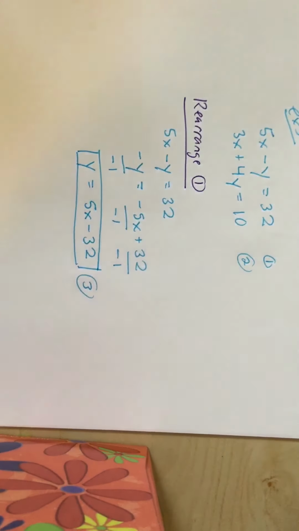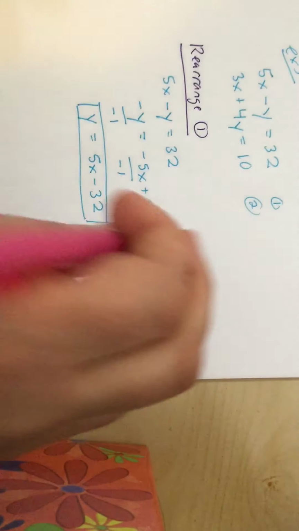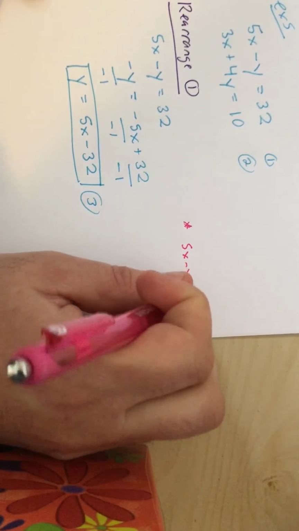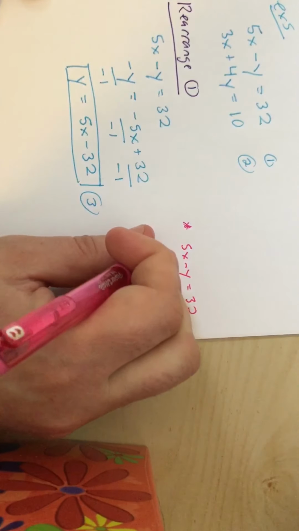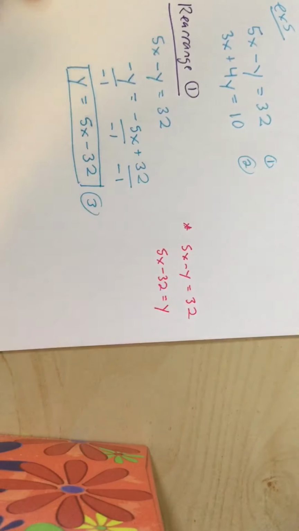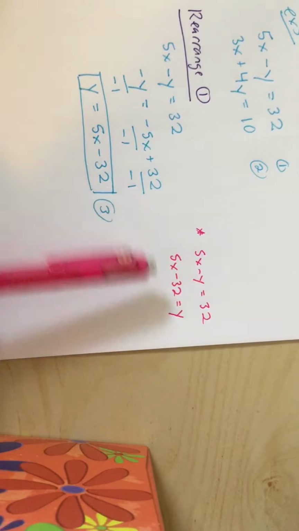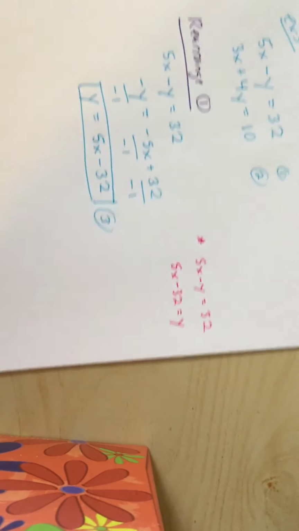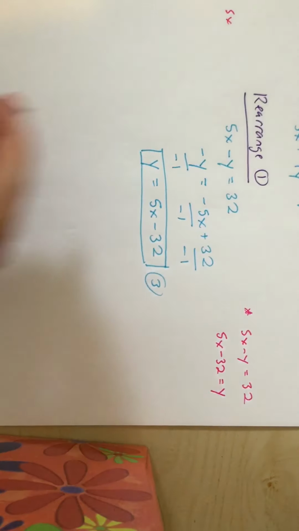As a little side note, what you could have done is, when you had the 5x minus y equals 32, you could have brought the y to this side, and then the 32 to this side. So you would have 5x, the 32 becomes minus 32, the minus y becomes plus y. Which turns out to be the same thing as this, right? Either way, it's 5x minus 32. Some people get a little freaked out by the y being on the right instead of on the left. But both ways are fine. You could decide. Okay, back to the main example.